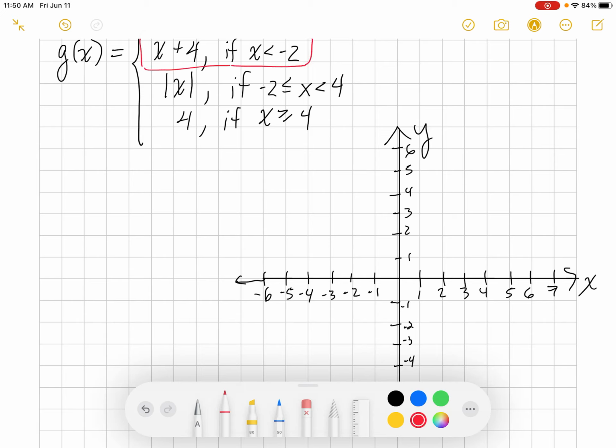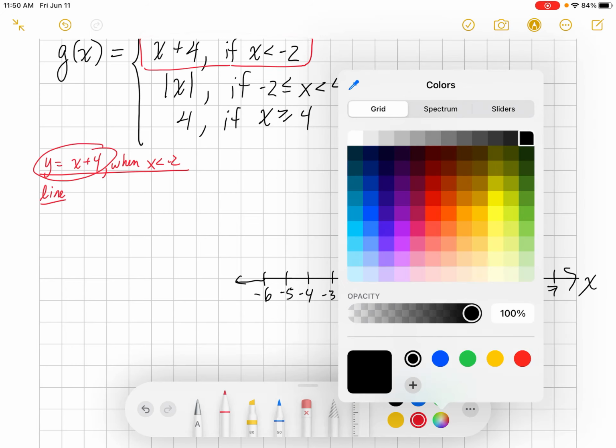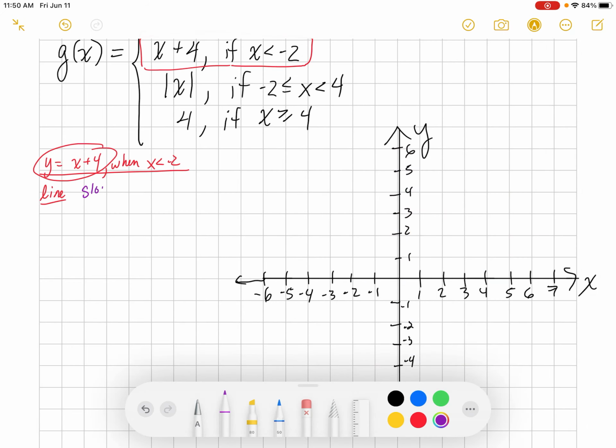Okay, so I'm going to call this first piece here the red piece. So that's y equals x plus 4. That's when x is less than negative 2. So when you think about y equals x plus 4, that's a line. It has a slope equal to 1, right? That's the number in front. And it has a y-intercept, which we call b a lot of times, equal to 4.